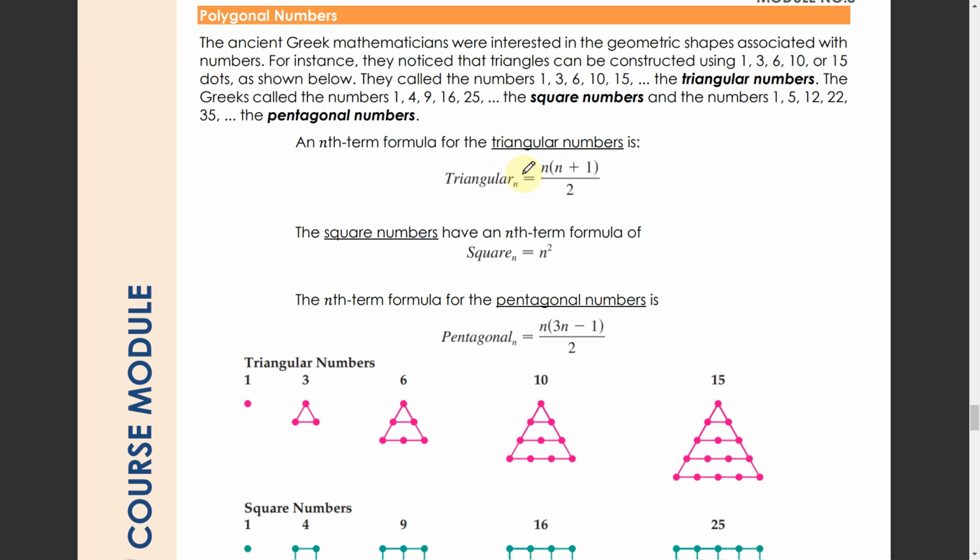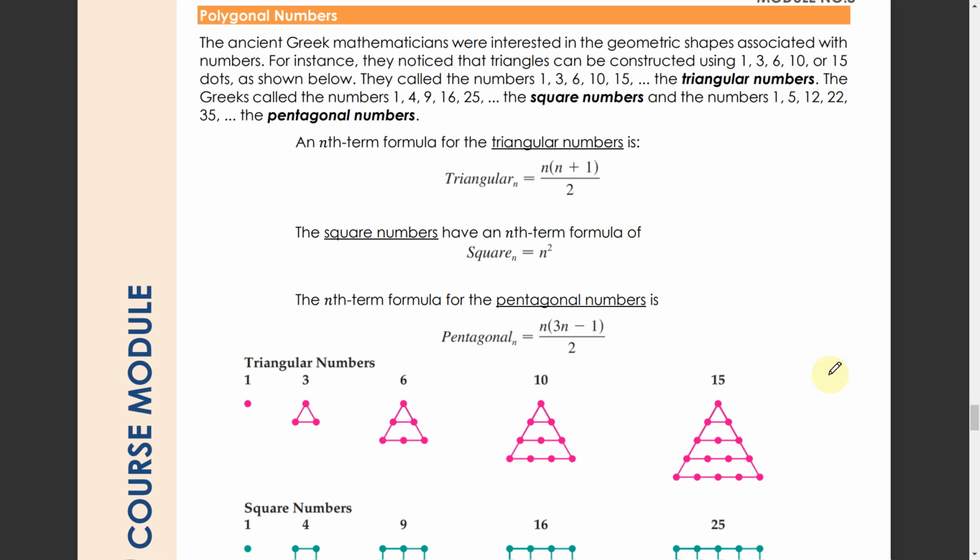So the nth term is equal to n times n plus 1 over 2. For square numbers, it is n squared. Then for pentagonal, it is n times 3n minus 1 over 2. Okay? So meaning this is your first term, second term, third term, fourth term, fifth term.